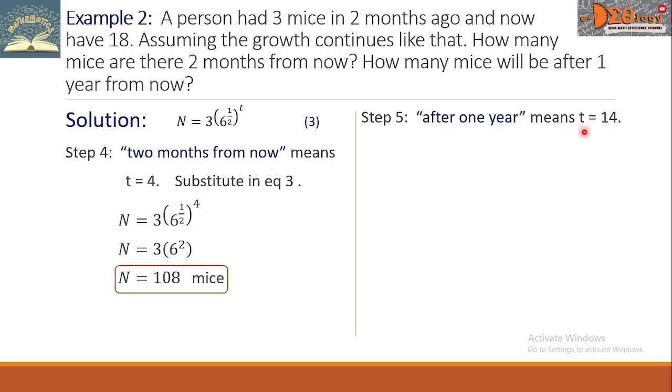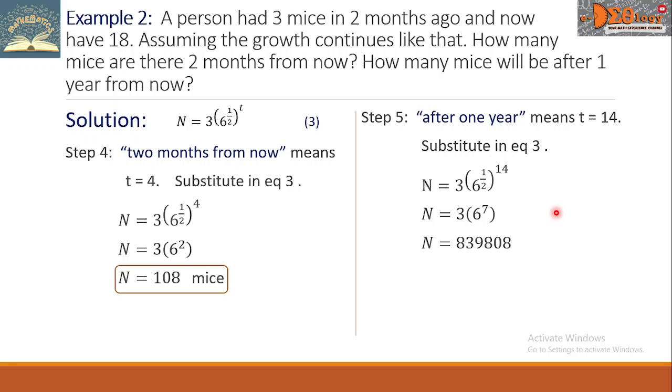Let us substitute this value of t in equation number 3. So equation number 3 becomes like this. We can simplify this 14 with the exponent 1/2, it becomes 7. We use our calculator to simplify this expression, and the final answer is 839,808. This is the number of mice. This is the final answer.